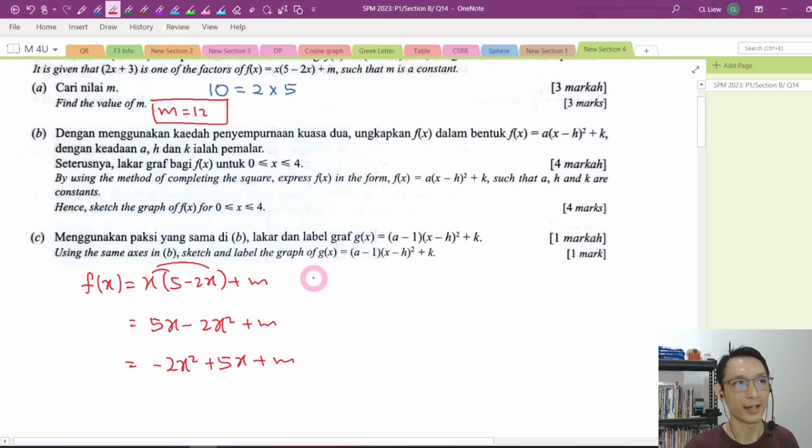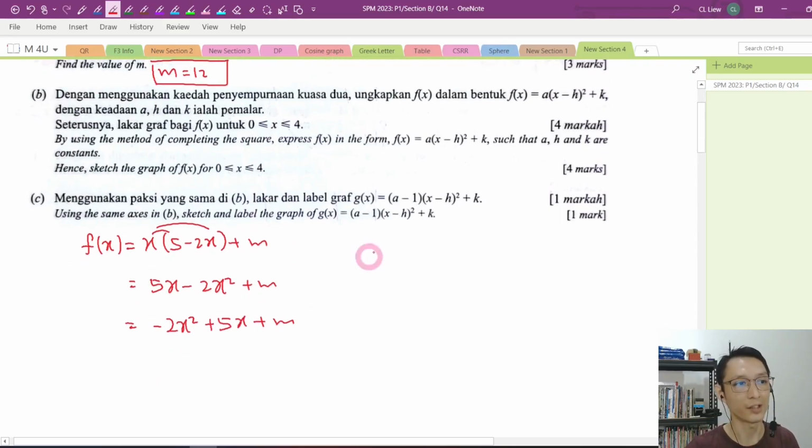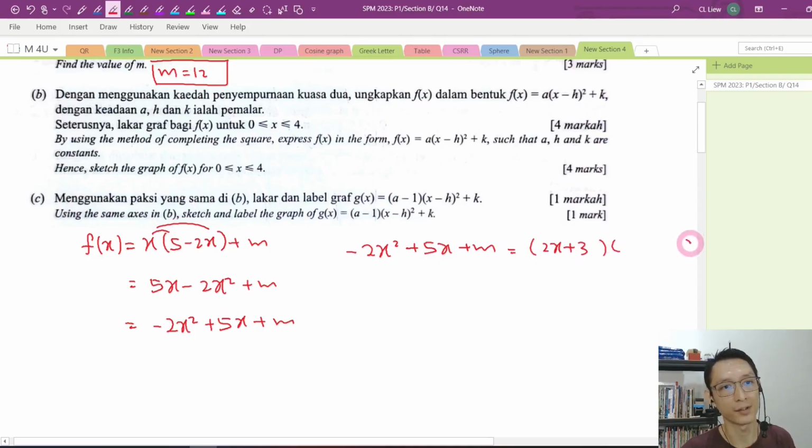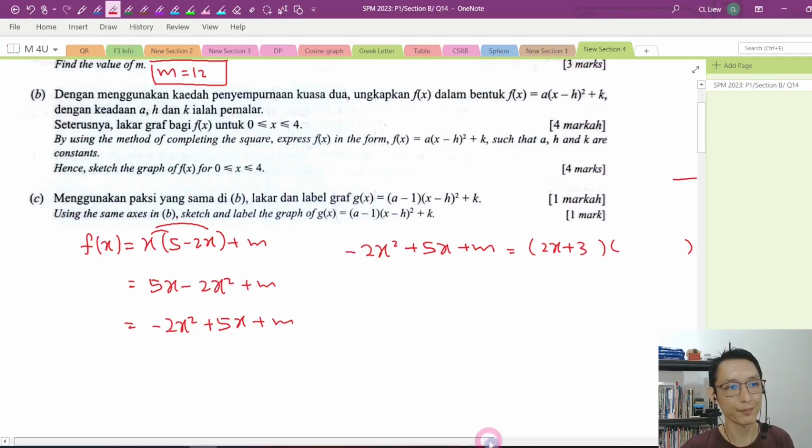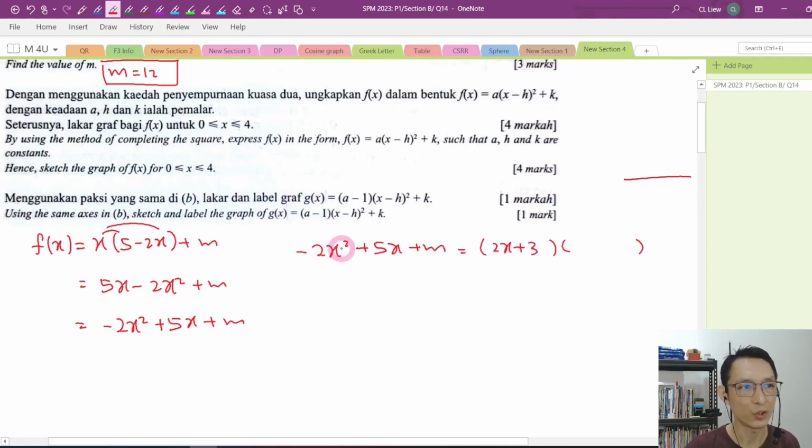Since the question tells you that 2x plus 3 is one of the factors of this, this whole thing must be equal to 2x plus 3, as I told just now, multiplied by something, right? Since I want to get negative 2x squared, here I know here must be negative x, so that 2x times negative x, you will get negative 2x squared. So at the back here, I don't know, because I don't know the m. I just simply let it be plus p.